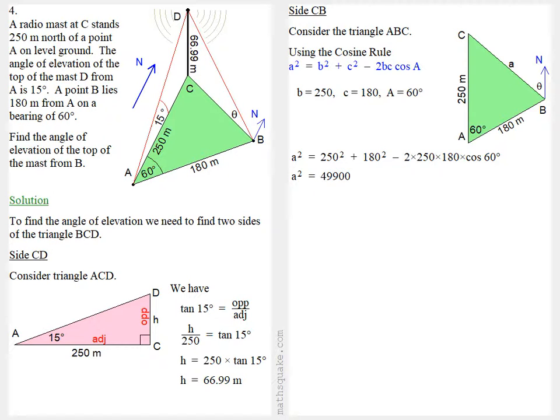And that works out to be a squared is equal to 49,900. If we take the square root, we get a is equal to 223.38. We can mark that in the diagram.